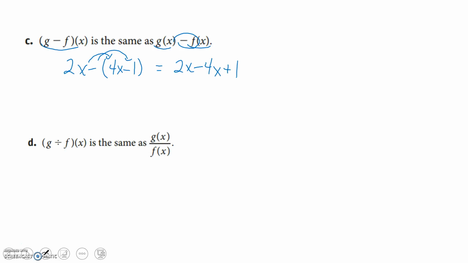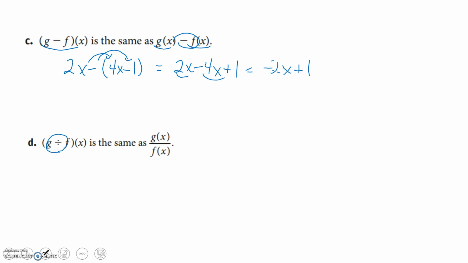Now we're back to combining our like terms. So we have our x terms again. This time they're in a little different format. Now we have a 2x minus 4x. If we add those together, that would give us negative 2x and then plus our 1. And the last example we're going to look at is our division.